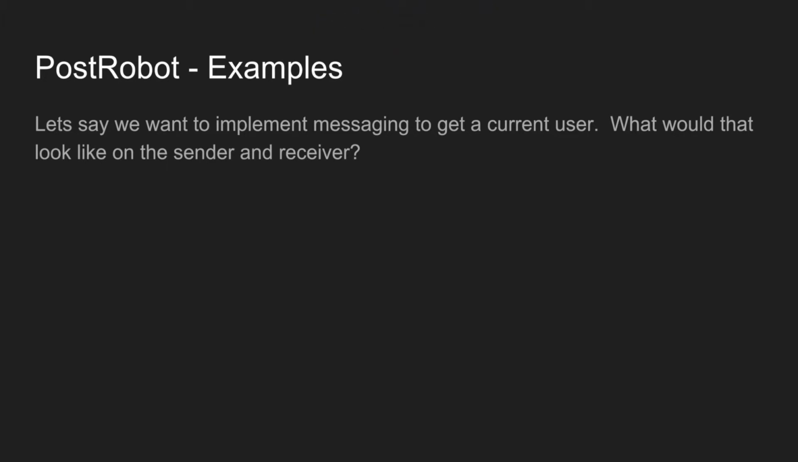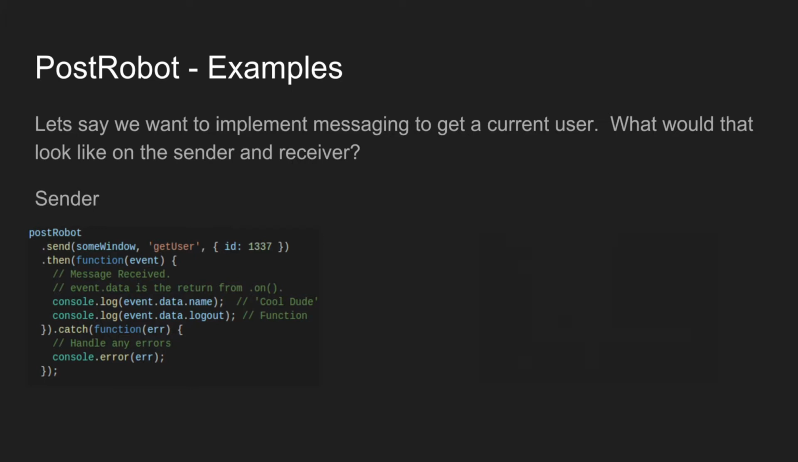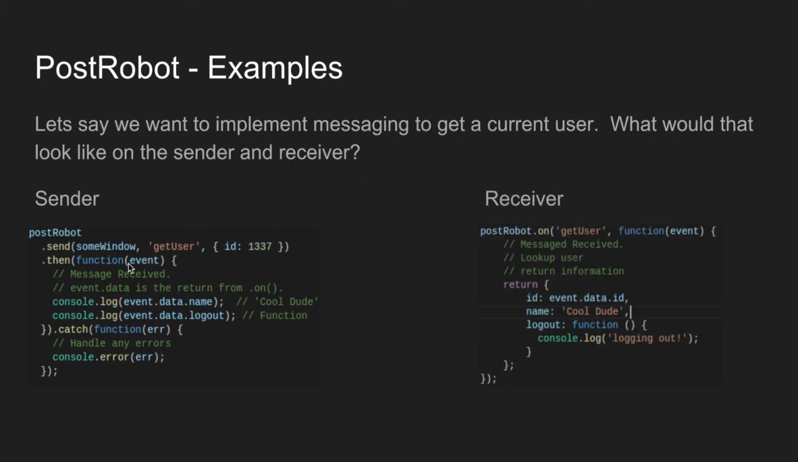All right, so once again, let's just take a quick look at how we can implement messaging to get a current user and what that would look like on the sender and receiver. So on the sender, you could think of this as our parent page in our current example. We want to say if a user is currently logged in, we want to send a message called GetUser. So we're going to send it. This should be the actual iframe window, and we're sending a GetUser message. And in this example, we're sending give me the user ID 1337.